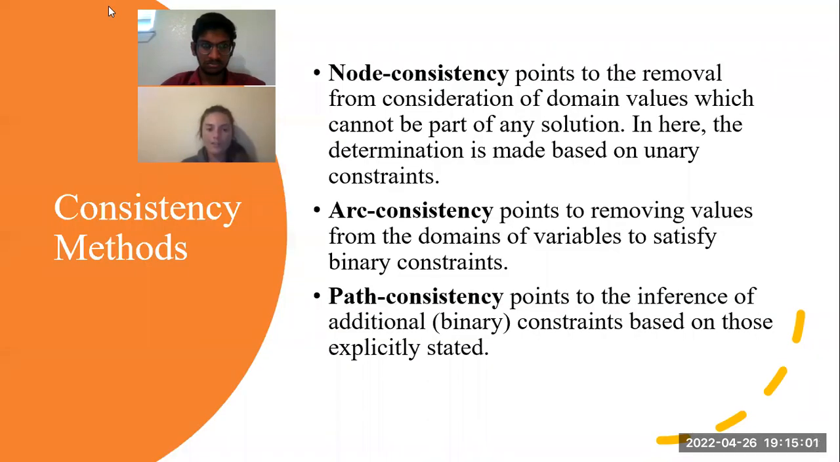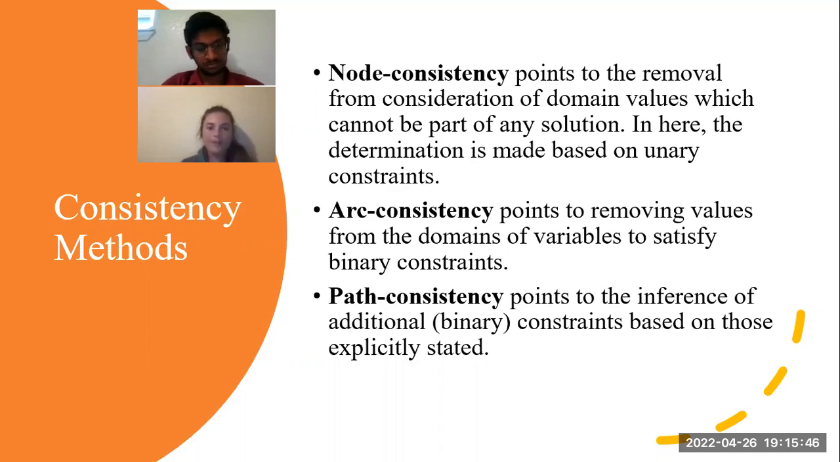Okay, let's see now the consistency methods. Node consistency points to the removal from consideration of domain values which cannot be part of any solution. Here, the determination is made based on unary constraints. Arc consistency points to removing values from the domains of variables to satisfy binary constraints. And path consistency points to the inference of additional binary constraints based on those explicitly stated.